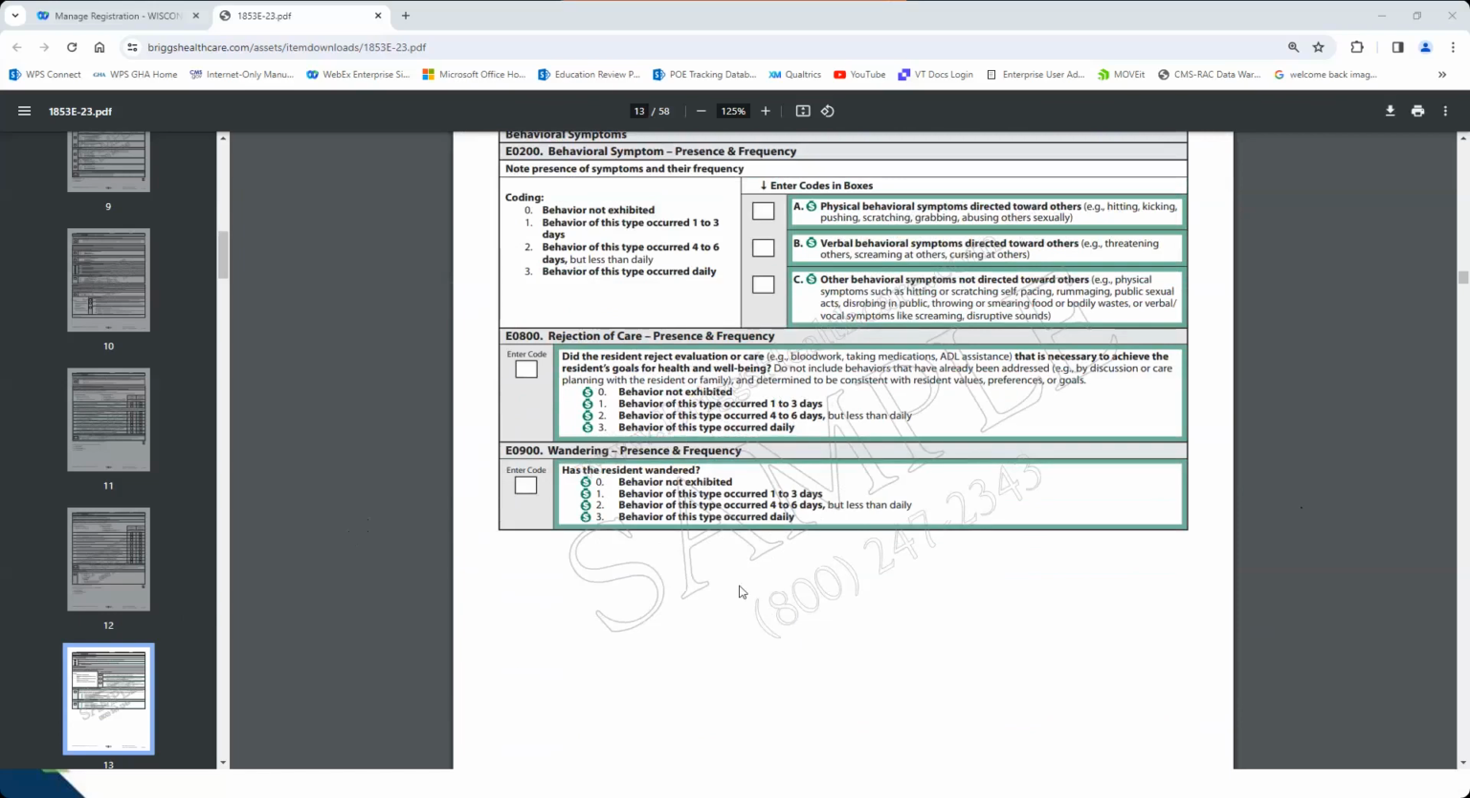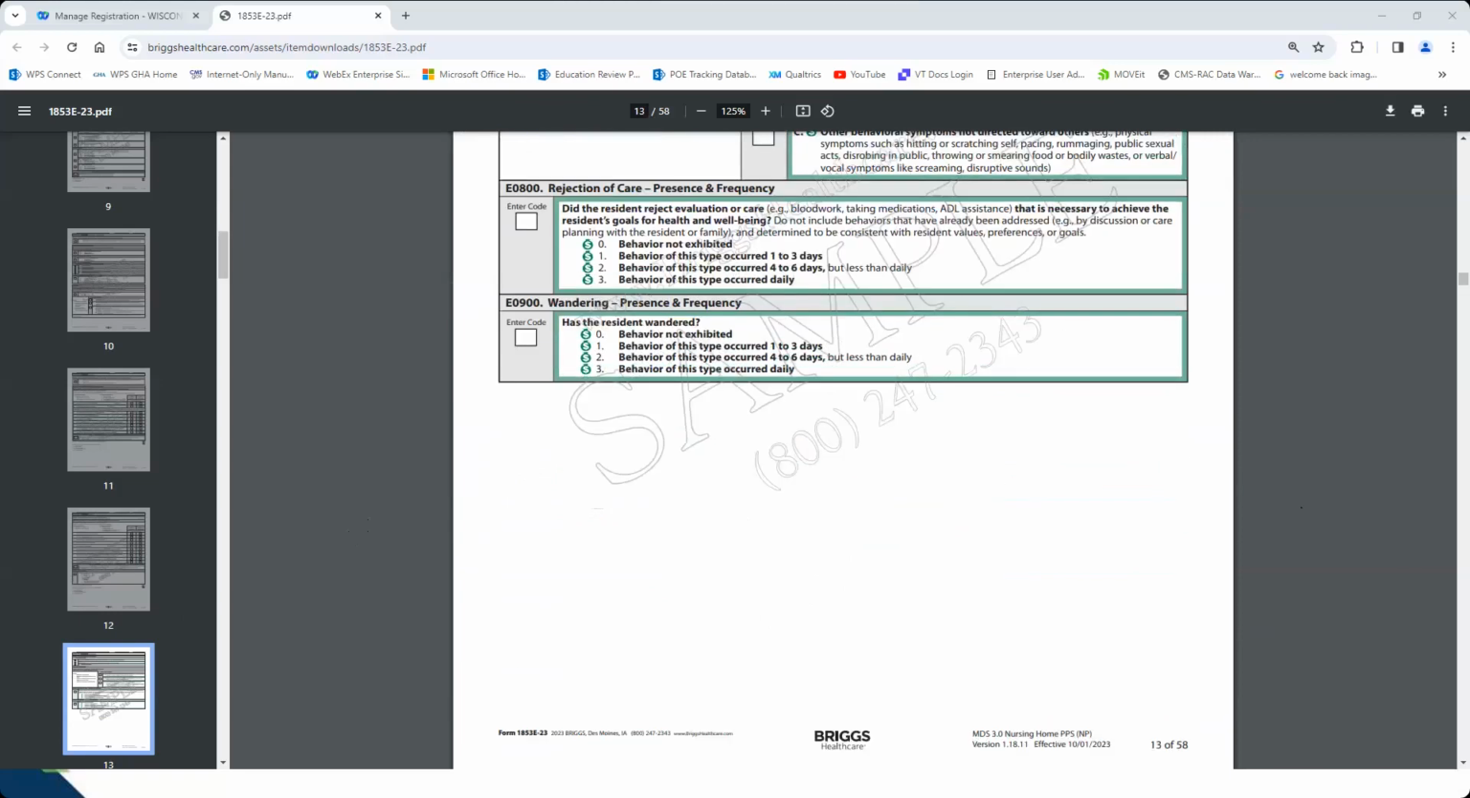Let's see. Oh, here's one thing I wrote down some notes.